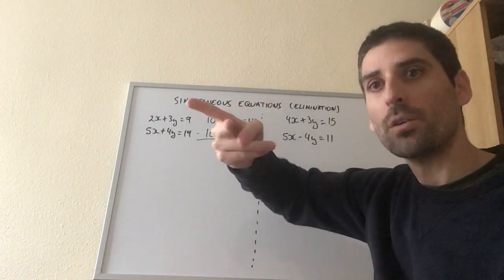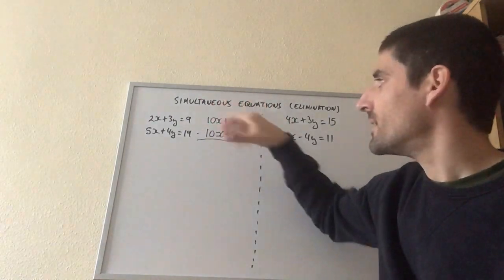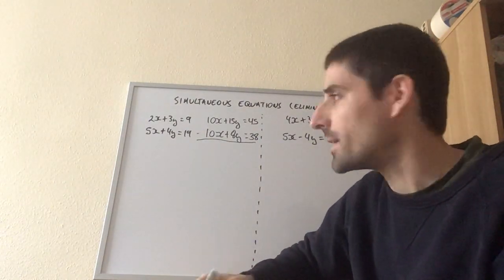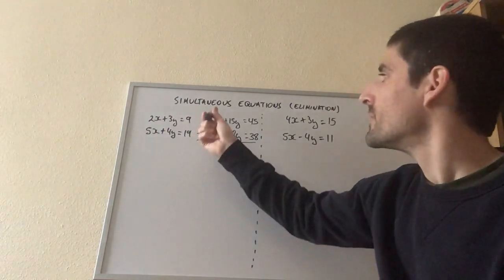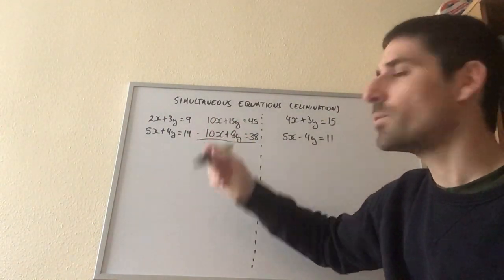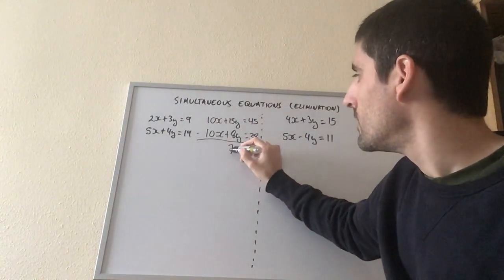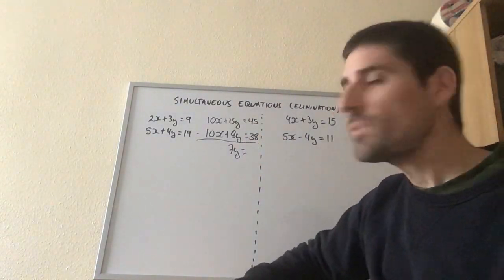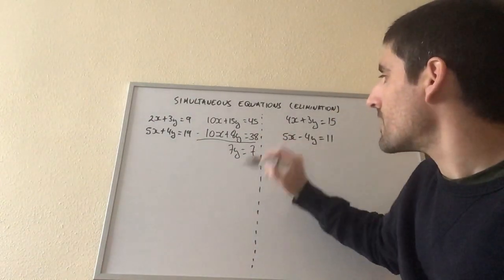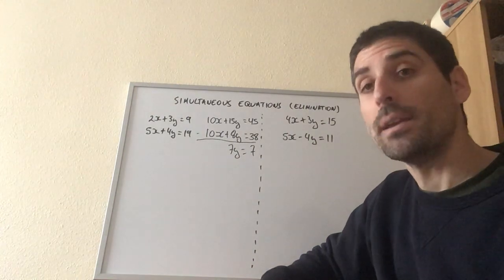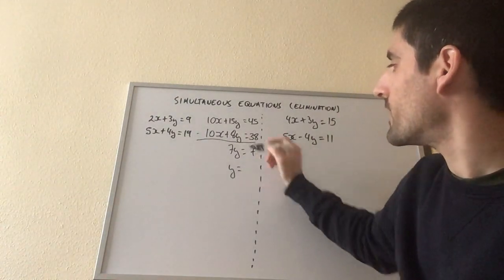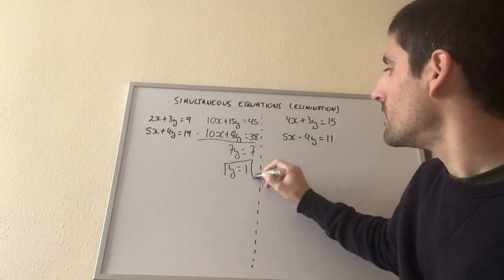Remember, you could change the order of the equations. Here, I don't need to. It just makes life easier avoiding negative signs. Anyway, we're going to take away 10x, take away 10x, that's 0. 15y, take away 8y is 7y. And 45, take away 38, the answer is 7. So if 7y equals 7, then y must be 7 divided by 7, which is 1.